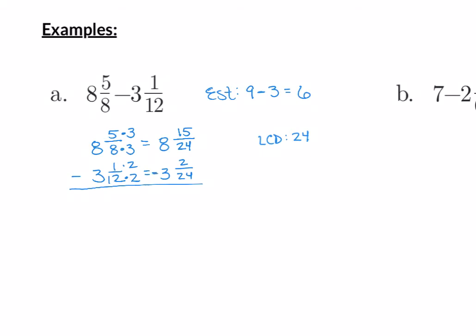And just remember that we are subtracting here. If we go ahead and subtract now, we subtract our whole numbers. 8 minus 3 is 5. 15 minus 2 is 13. Over, keep the same denominator, we get 5 and 13 over 24.